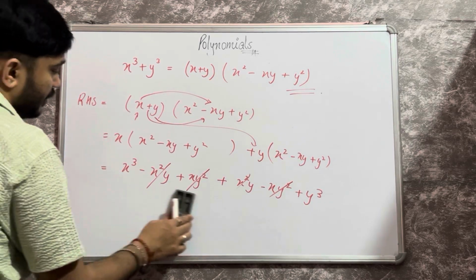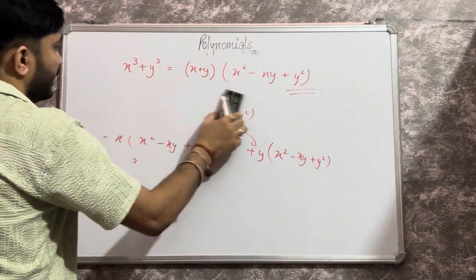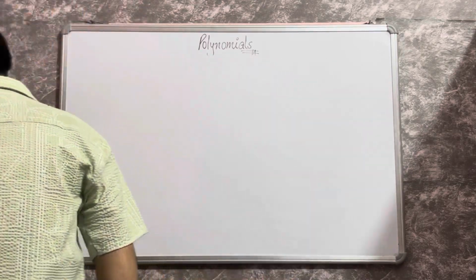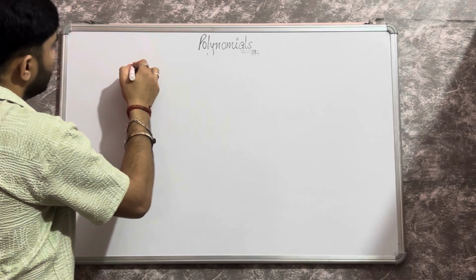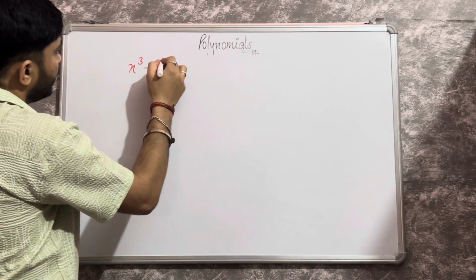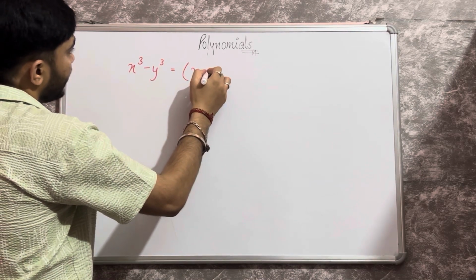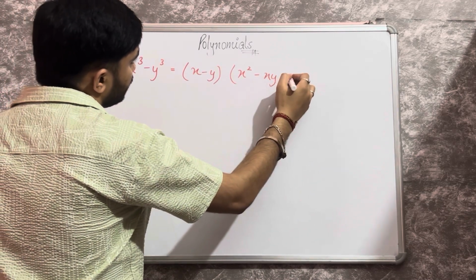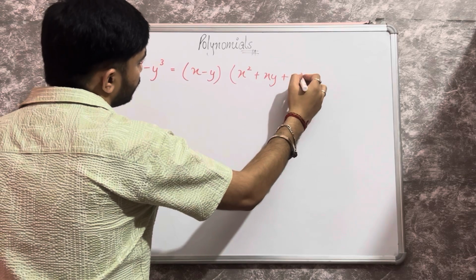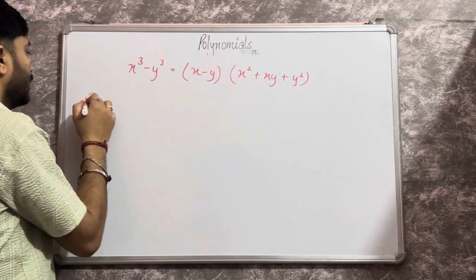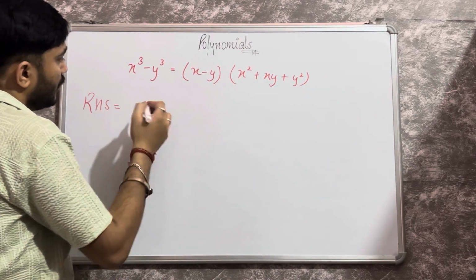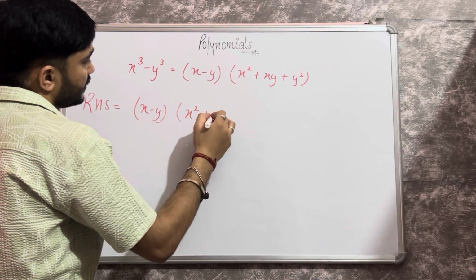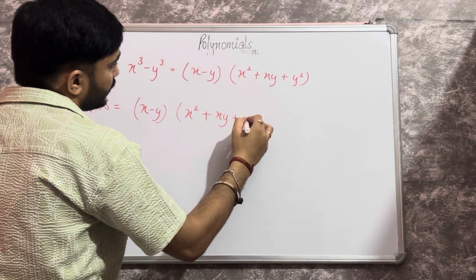The next part of it is quite similar as well. That is, you have to prove x cube minus y cube is equal to x minus y and x square plus xy plus y square. How are we going to prove this? Take the right hand side again. Now here, x minus y, and the second term is x square plus xy plus y square.